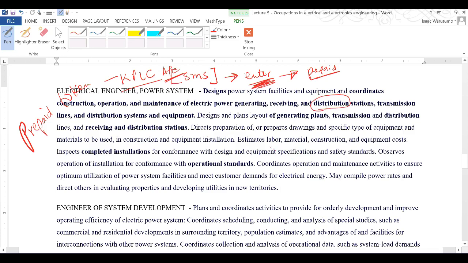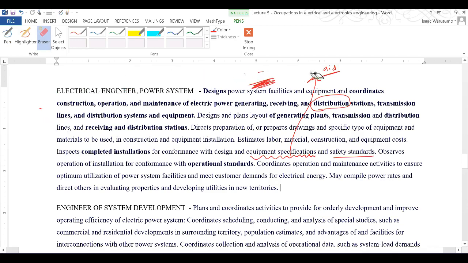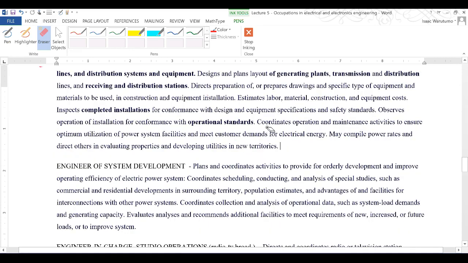There's a whole set of system specifications required for you to implement that kind of prepaid system, and there are some safety standards that have to be followed. All that work falls under the category of the power systems engineer. So it's a huge field, and as I have said in the past, electrical engineering is a huge field. It has so many roles that are required to be performed, and therefore all of us can find a place where we fit. Okay, the last thing is that they coordinate operation and maintenance activities to ensure optimum utilization of power system facilities and meet customer demands for electrical energy.